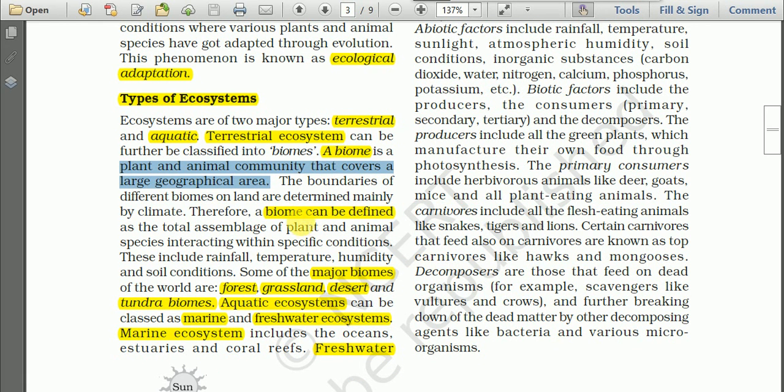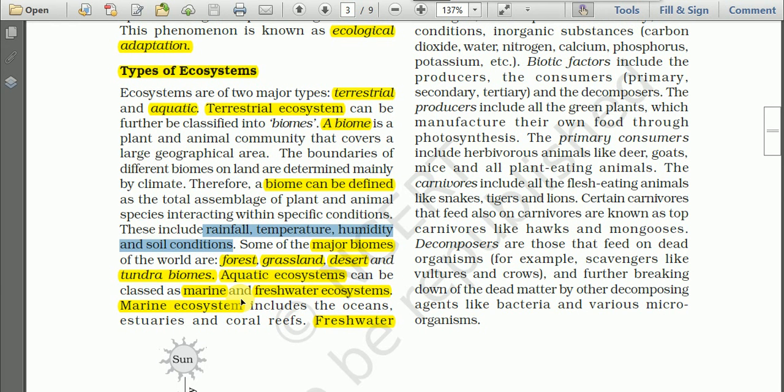And here the definition of biome is again given. A biome can be defined as the total assemblage of plants and animal species interacting within specific conditions. Assemblage here means community, of plants and animals interacting within a specific environmental condition. These environmental conditions include rainfall, temperature, humidity, and soil conditions. Some of the major biomes of the world are the forest biome, grassland biome, desert biome, and tundra biome. So these are the four major types of biomes, and we will learn about them later on.